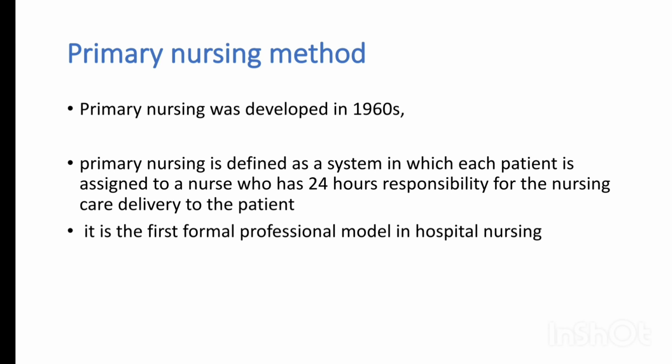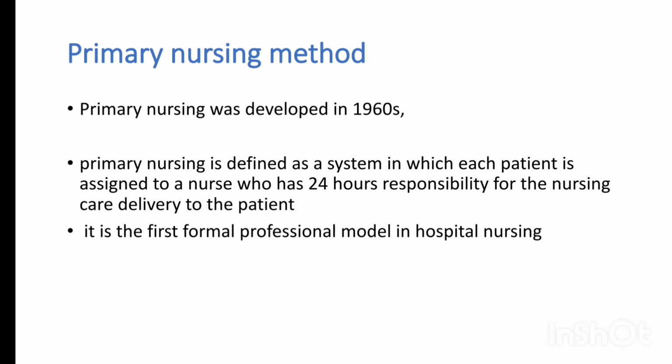So now we can move on to the primary nursing method. That is the most modern method. It was started in the 1960s. Then what is the meaning of primary nursing? It is defined as a system in which each patient is assigned to a nurse who has 24 hours responsibility for the nursing care delivery to the patient.